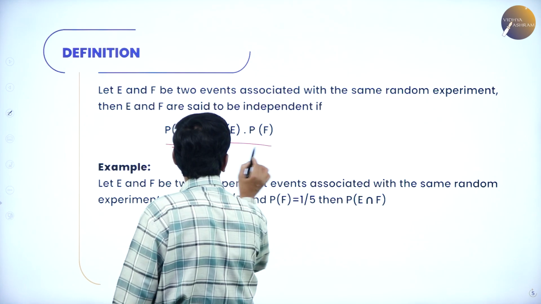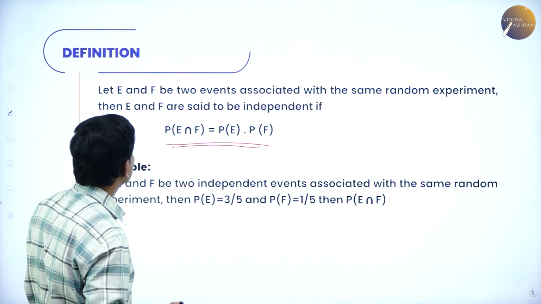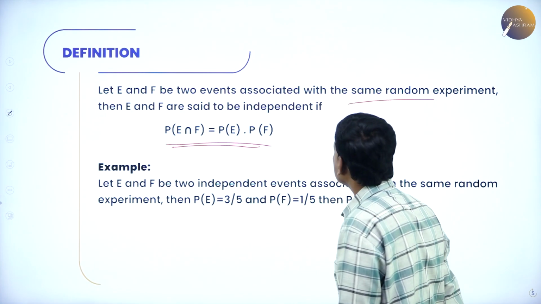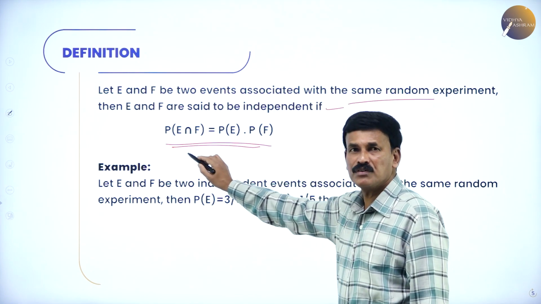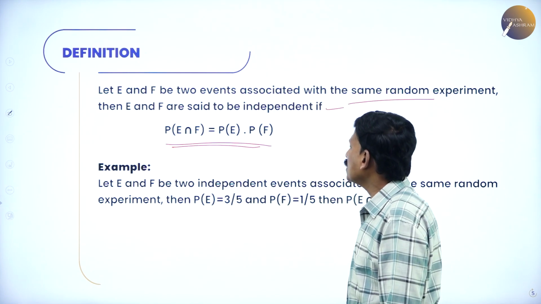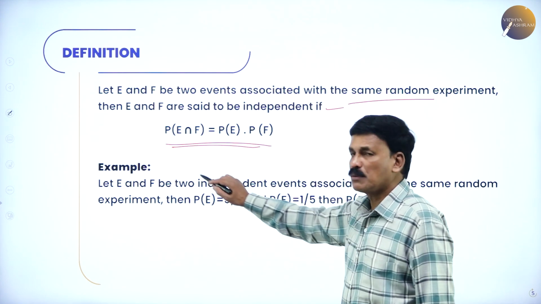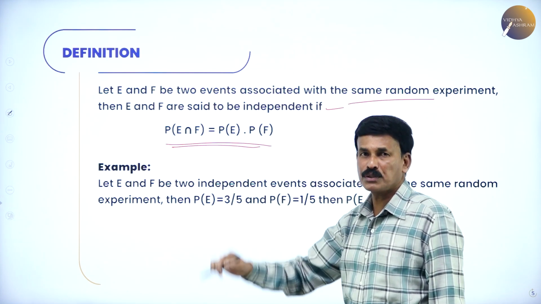Now let us write down the formula for this. In general, let E and F be two events associated with a sample space of the same random experiment. Then E and F are said to be independent if and only if the probability of E intersection F is equal to probability of E into probability of F.